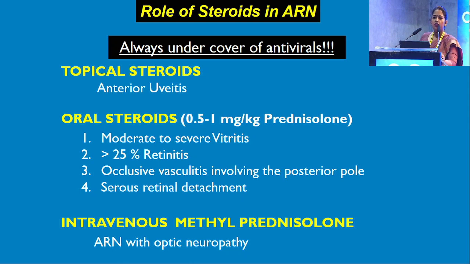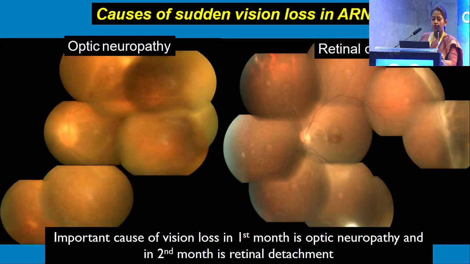IVMP is given when you are suspecting optic neuropathy in patients of acute retinal necrosis. So sudden vision loss in a patient you are following up with acute retinal necrosis, in the first month it is optic neuropathy, in the second month it is likely the retinal detachment. So a patient of acute retinal necrosis on valacyclovir presents to you with sudden vision loss. It's an unexplained vision loss. It is not explained by the amount of retinitis. You think of optic neuropathy and please start the patient on IV methylprednisolone.